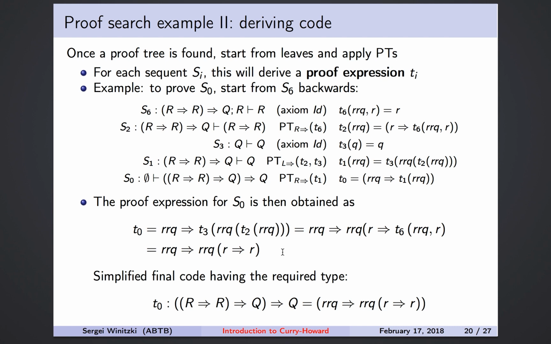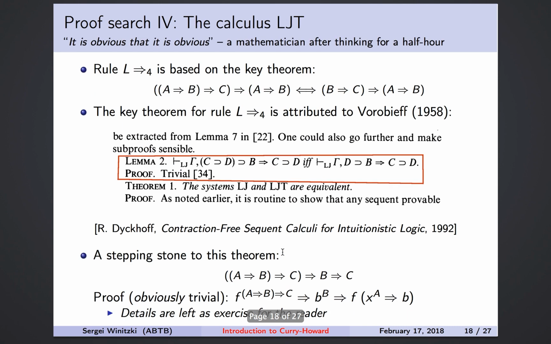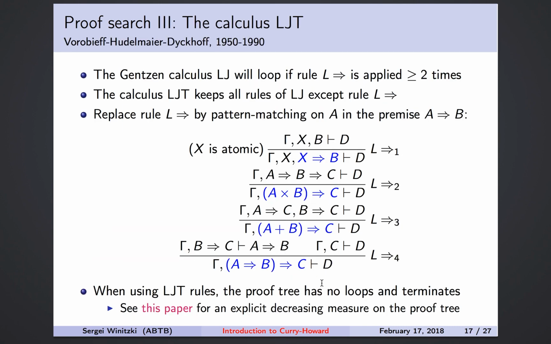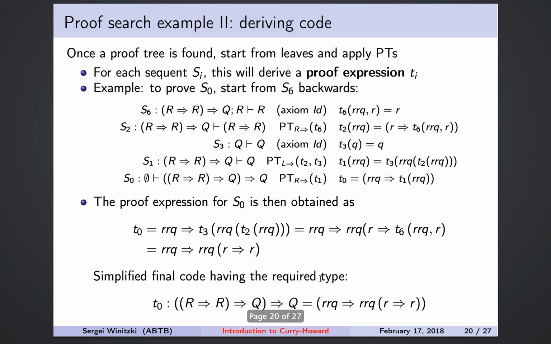Notice that we have derived this code completely algorithmically. There was no guessing. We found which rules applied to the sequence. We transformed sequence according to the rules. Once we found the proof, which was, if we use the calculus LJT, the proof will be just a finite tree with no loops. It will terminate. You can get an exhaustive depth-first search for it, for example, and you find all the possible proofs if you want as well. Well, you will find many in any case for some expressions.